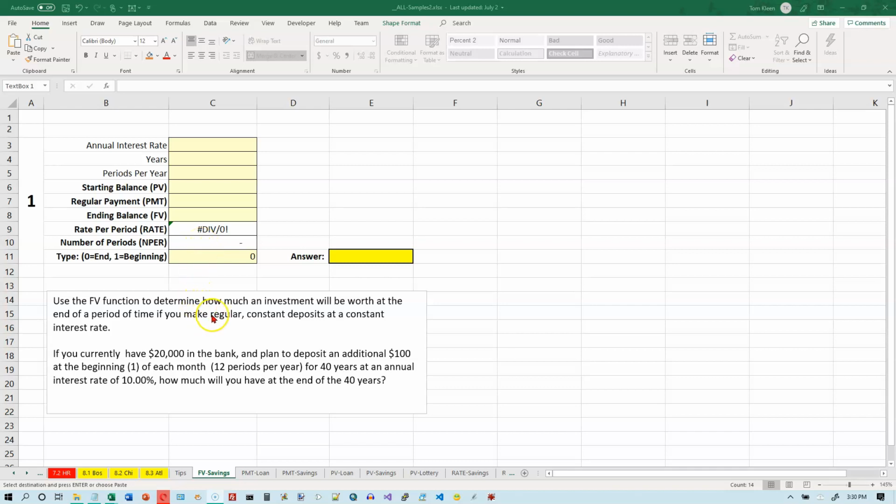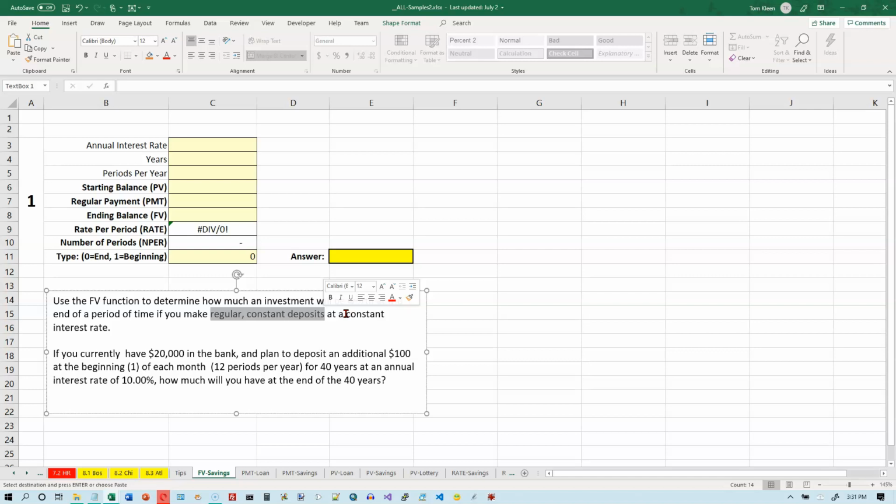One of those is that you will make regular constant deposits. Usually these things are figured monthly, so you'd be putting the same amount in every single month. You wouldn't be allowed to vary that. And the other thing is that the interest rate does not change over that period of time as well. If either one of those is not true, then you can't use the future value function.